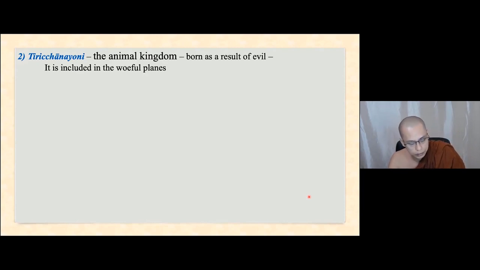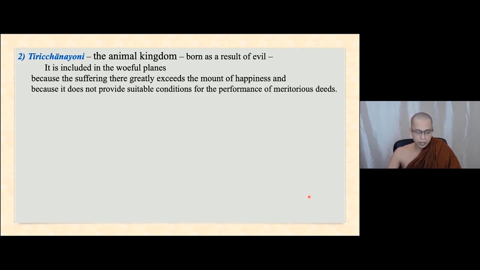So Tiracchana Yoni, born as a result of evil. Some Tiracchana, some animals, are enjoying their life, they're happy, and they get a good condition to live. But it is included in the woeful plane or apaya because the suffering greatly exceeds. So compared to human and deva, and also considering not fulfilling their wishes, they are included in the woeful plane. And the second reason is because there's not much opportunity for meritorious deeds to perform.